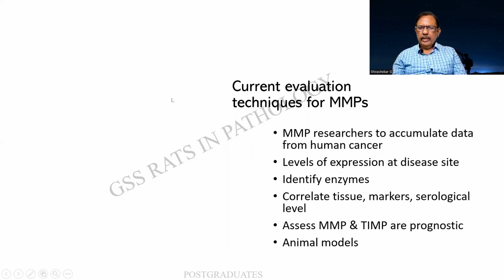Evaluation is different from the modes of diagnosis. What the researchers do is they accumulate the data from the human cancer. They see the various levels of expression at different sites. They identify the enzymes, that means matrix metalloproteinases, correlate with the tissue markers, immunohistochemistry, and the serological level. And they assess the levels of MMP and the TIMP. Animal models are also being used. So they want to decipher a method by which they are able to study the tumor cells so that it can be used for further treatment. It is not for identifying and classifying.